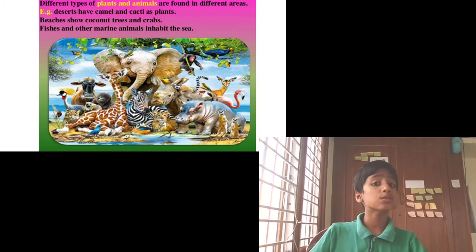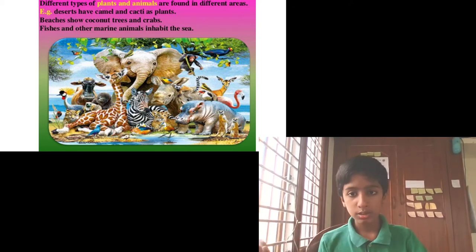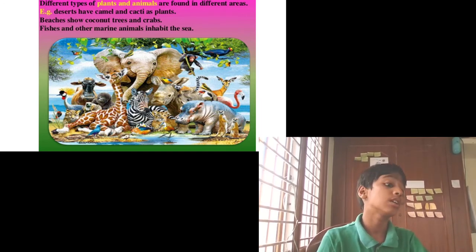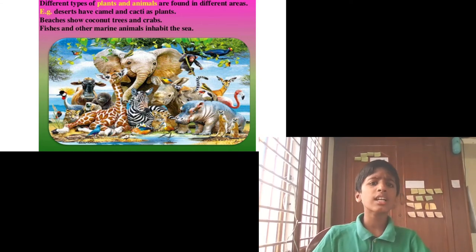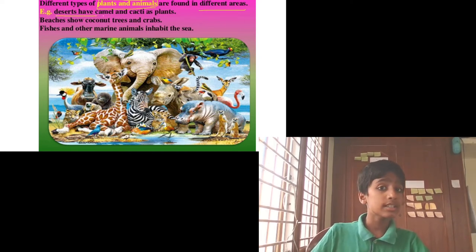Now we learned that different creatures and plants are found in different places and are known as organisms. Then you learned what an organism is. Now the different types of plants and animals: in plants and animals also there are so many types, and they are found in different areas. For example, the desert has the camel as an animal and the cacti as plants.